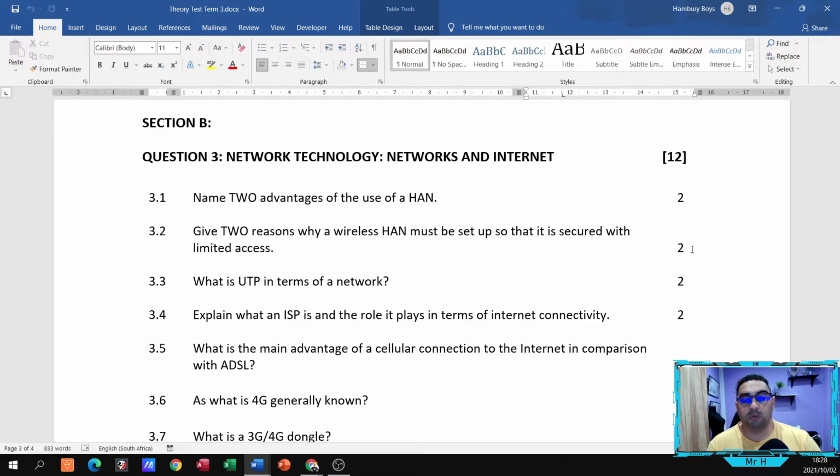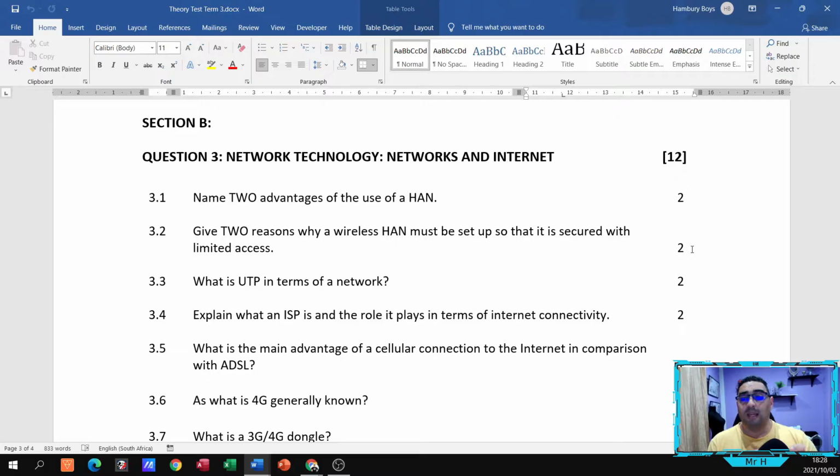3.2, give 2 reasons why a wireless HAN must be set up so that it's secured with limited access. Well, we know the reasons to that. We obviously want to maintain security. We don't want people to have unrestricted access to just use our data. We want to put a password on there so that no one who we've restricted can gain access. So your neighbor might pick up that you've got wireless internet, and you want to put a password on there to restrict access to that.